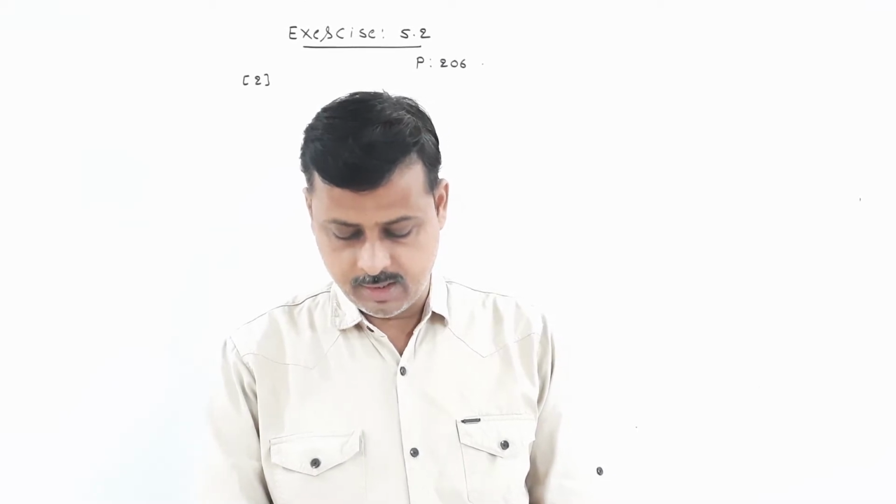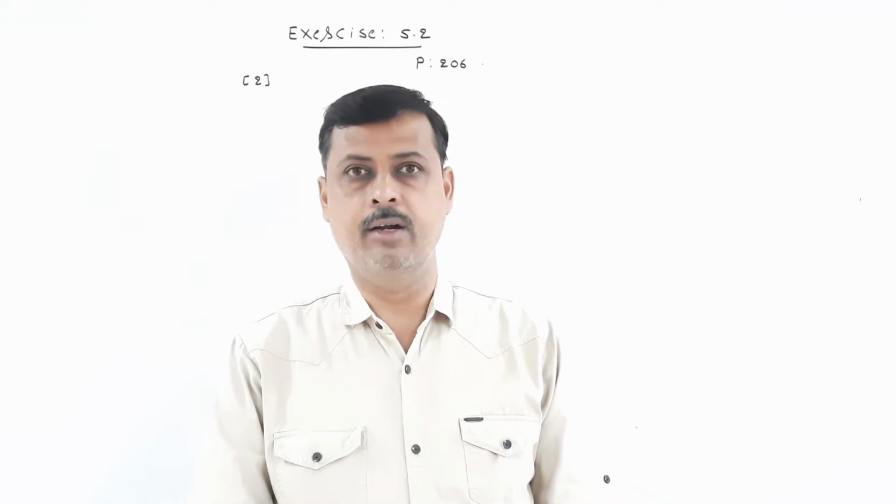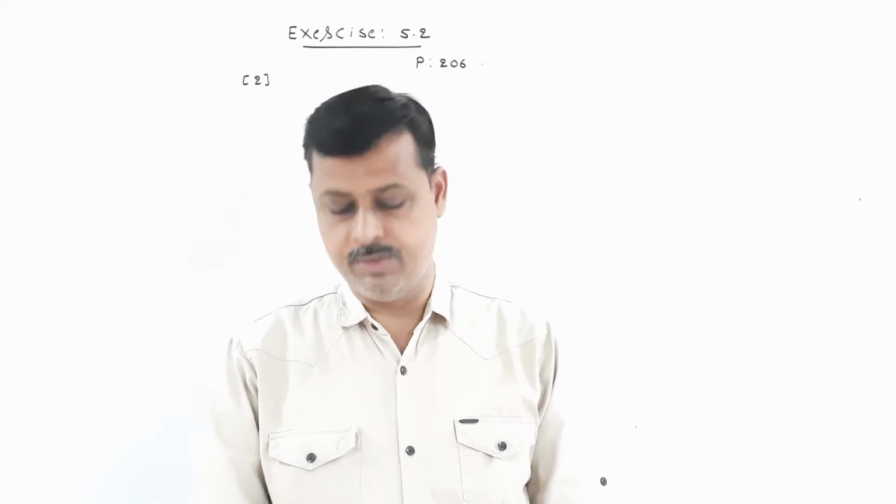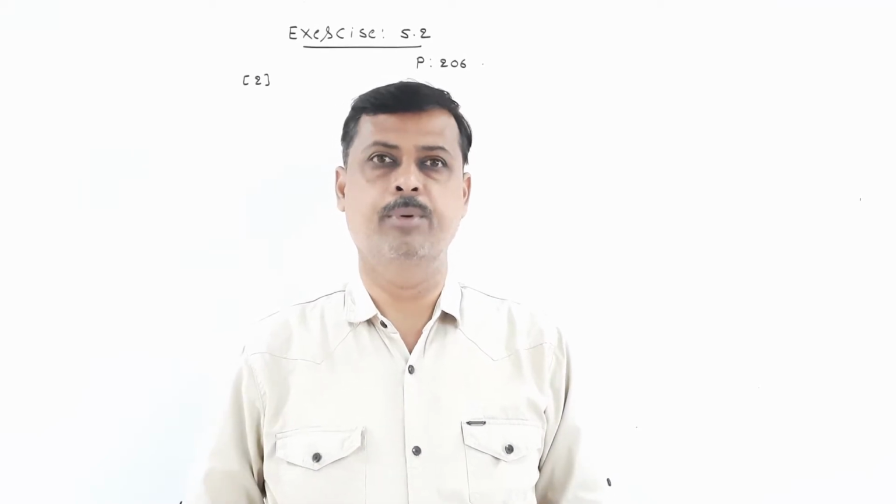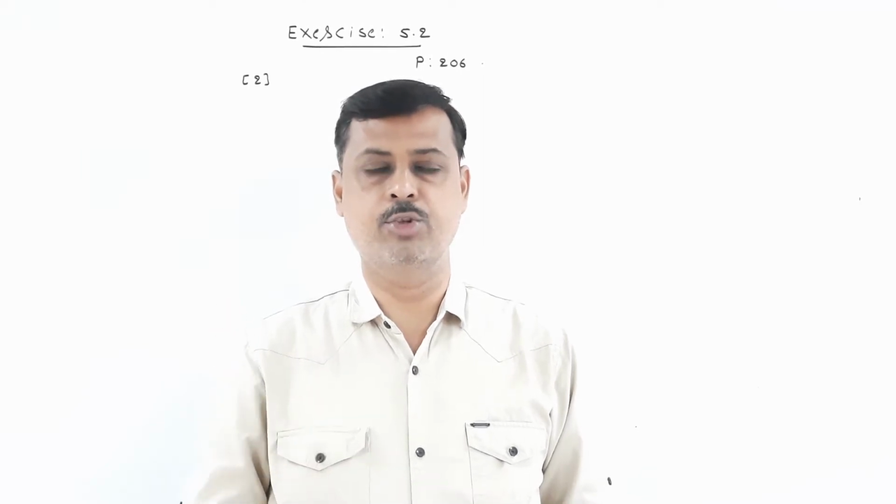Paid up share capital and second is number of companies: less than 100, less than 300, less than 500, less than 700, less than 900, less than 1100 and less than 1300. So in this example, less than type cumulative frequency distribution is given. So first we have to find original frequency distribution.